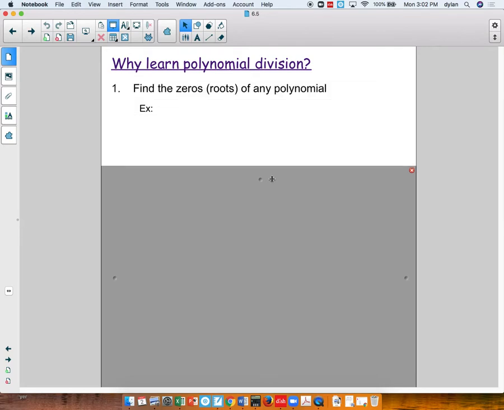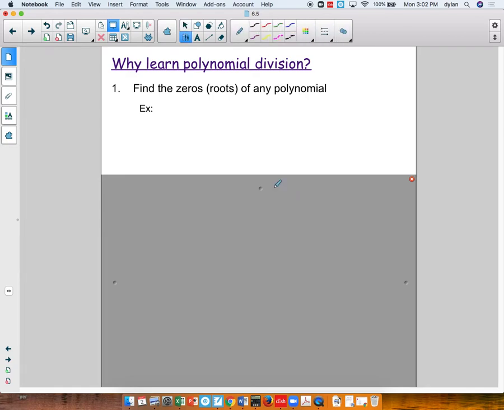The first one is what I just talked about. We want to be able to find the zeros or the roots of any polynomial. As an example, imagine I gave you f of x equals 3x to the fifth minus 4x squared plus 2x minus 1. And I said, okay, I want to know, is negative 2 a zero of this polynomial? Because I want to know if, when I graph this, it's going to go through negative 2 comma 0. Is that going to be one of my x-intercepts? Well, we can use polynomial division in order to answer that kind of question.